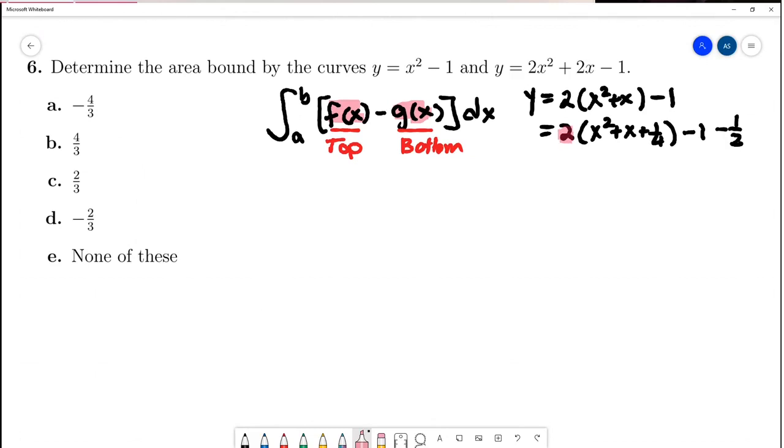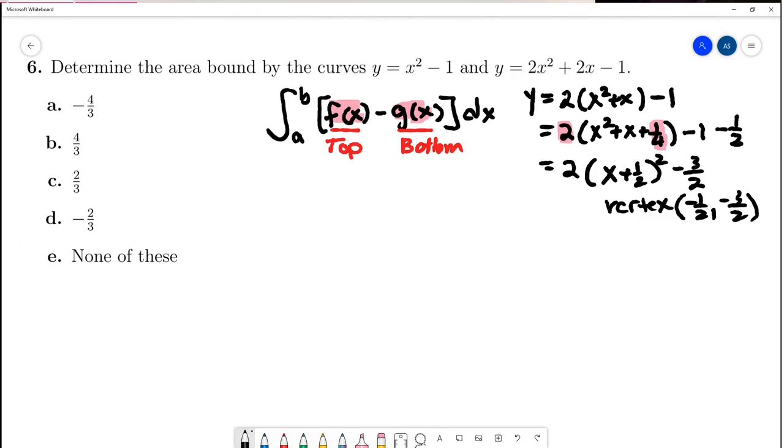So by distributing 2 times 1/4, I've added 1/2 to the overall function. I need to subtract 1/2. So now that inside will factor to be x plus 1/2 squared. And I'll combine -1 and 1/2, so that's a -3/2. So now I have a better sense of what that graph is going to look like. It has a vertex of -1/2, -3/2.